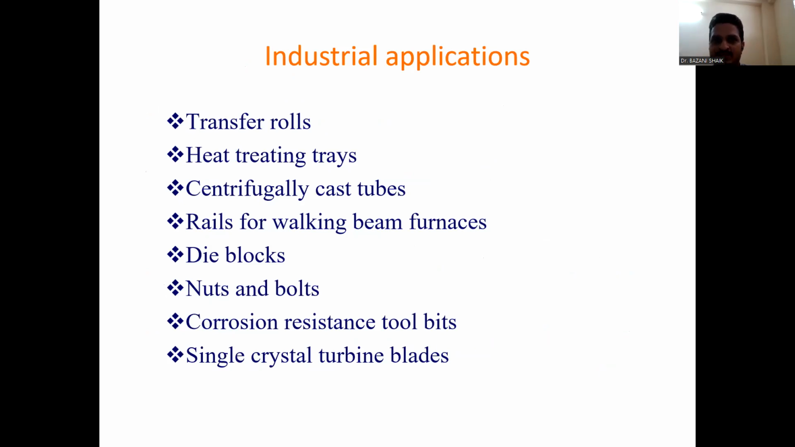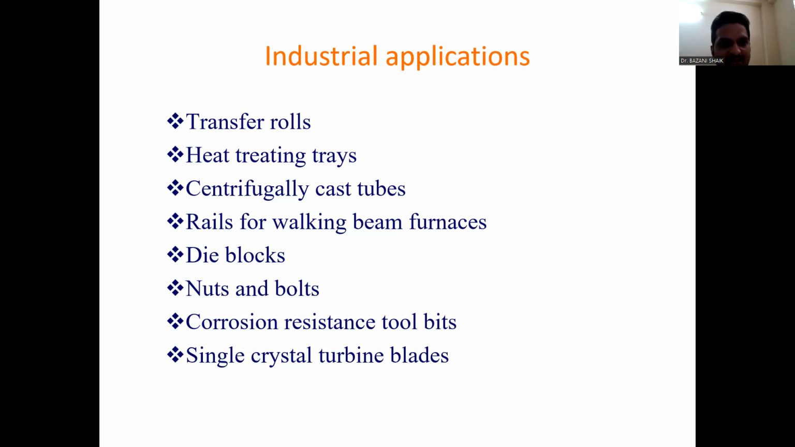Coming to industrial applications: transfer rolls, heating or treating trays, centrifugally cast tubes. These are all based on new research on nickel-based alloys. How the concept applies to different applications is very important. You have to understand how it will be applicable for industrial manufacturing using current trends and technologies, and how these applications will be helpful for society at national and international level for manufacturing under different conditions.